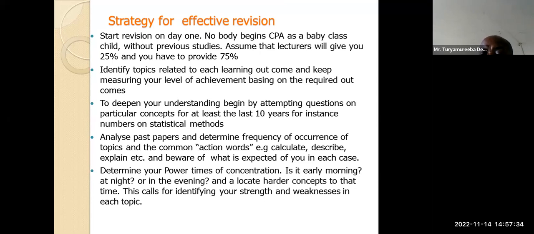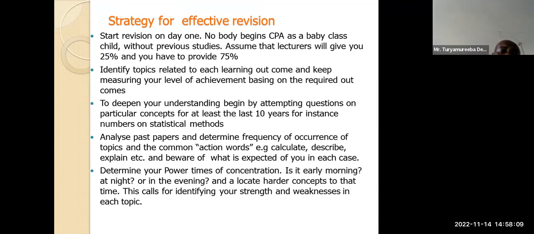And when you are describing, when you are doing anything, assume the examiner does not know anything about that concept. You are the one who is helping this person to understand. And therefore, if you explain, the examiner now knows what the concept actually is. Determine your peak times of concentration. Is it early morning, at night, or in the evening? And allocate harder concepts to that time. This calls for identifying your strengths and weaknesses in each topic.